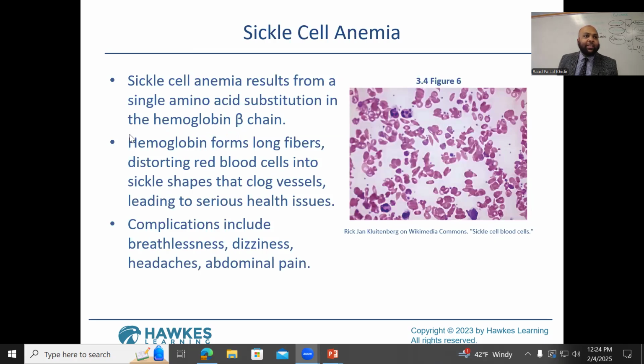So sickle cell anemia results from a single amino acid substitution in the hemoglobin B chain. The hemoglobin forms long fibers, distorting red blood cells into sickle shapes that clog the blood vessels. And complications include hypoxemia, loss of oxygen saturation, breathlessness, dizziness, headache, abdominal pain, and so on.